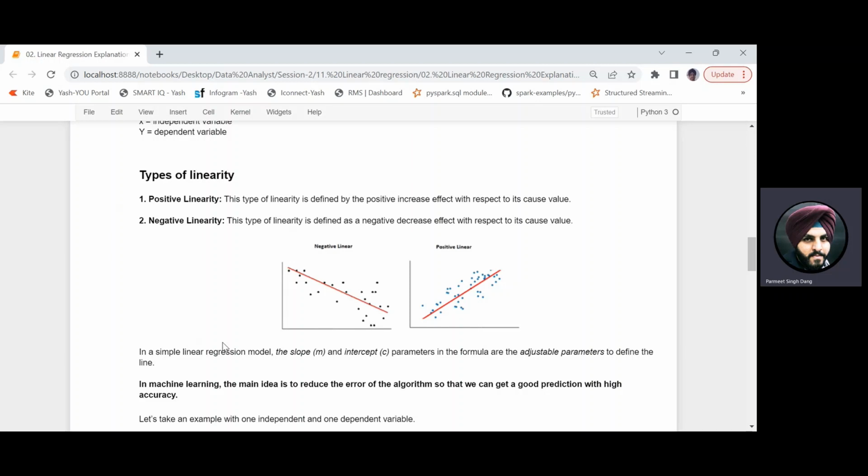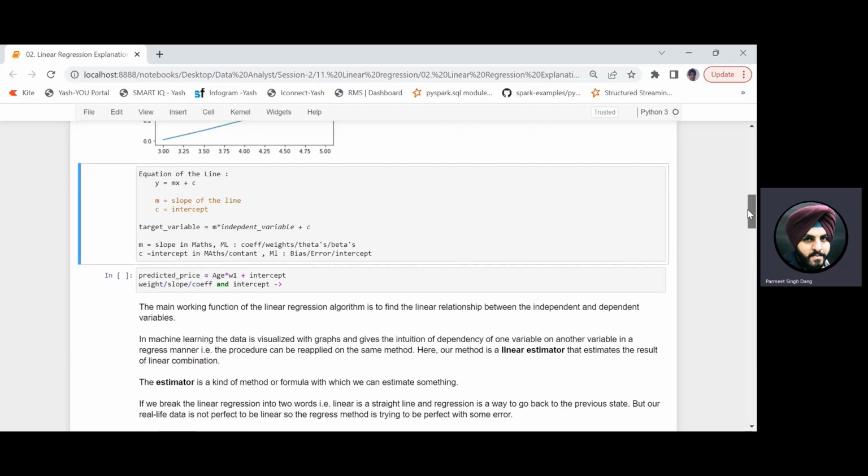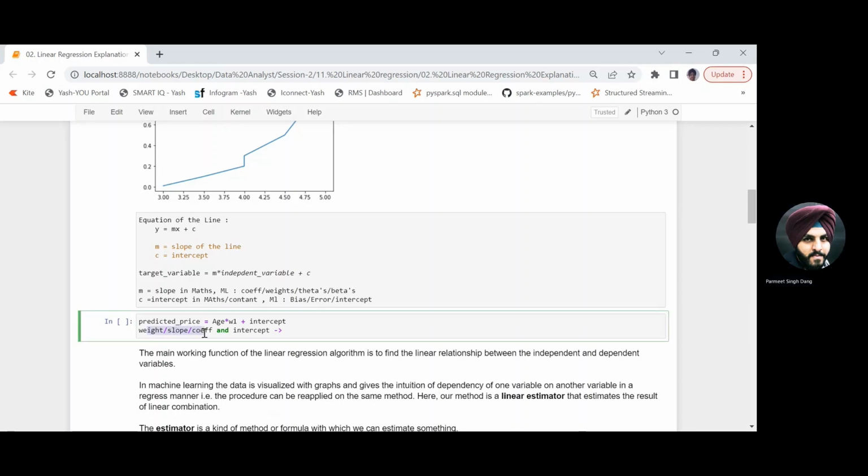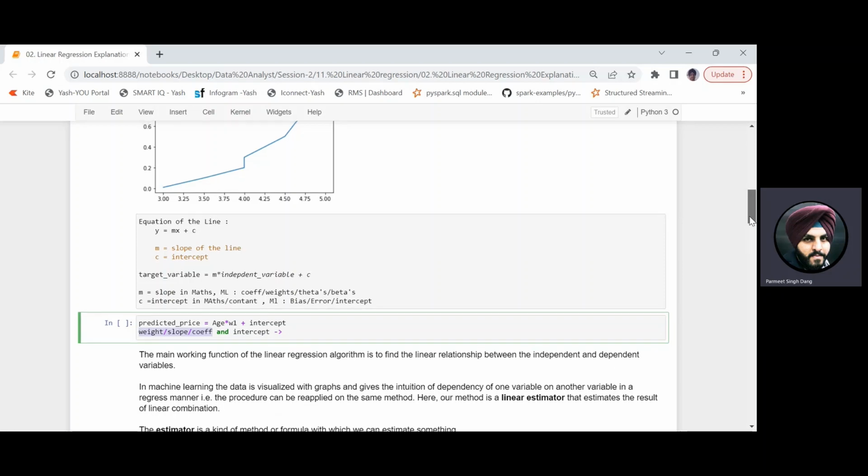And we also saw that in the linear regression model, the slope and the intercept parameters in the formula are the adjustable parameters. I will show you in Excel in the next session when we solve linear regression using Excel. This slope, or weight, or coefficient, and the intercept are the adjustable parameters. We want to find the best values for the slope and the intercept.